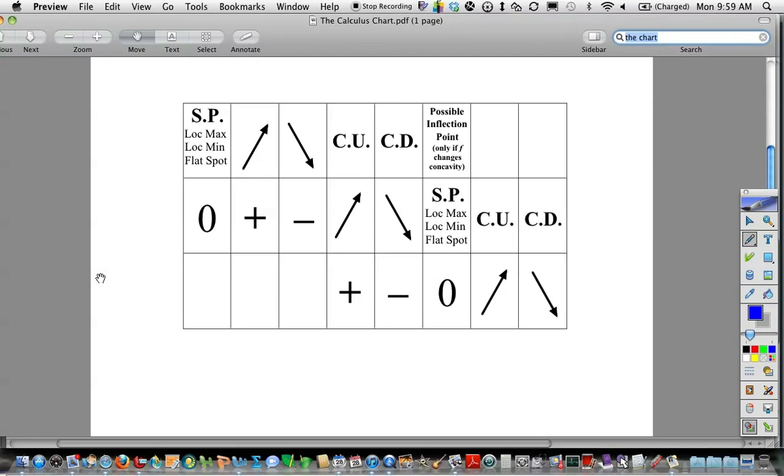All right, go ahead and open your books to page 112, please. 112.